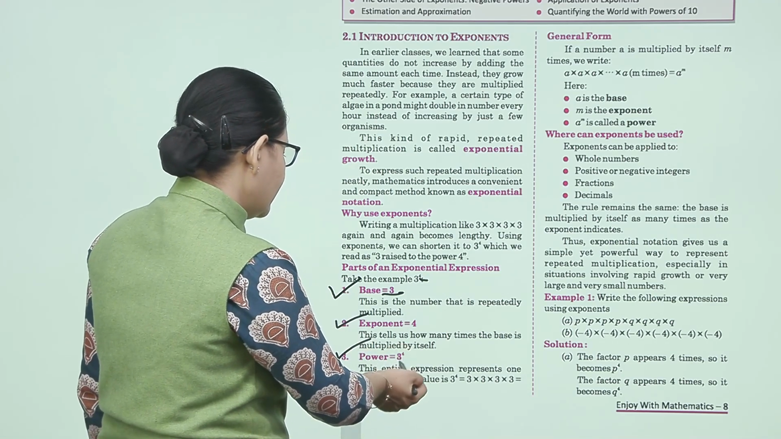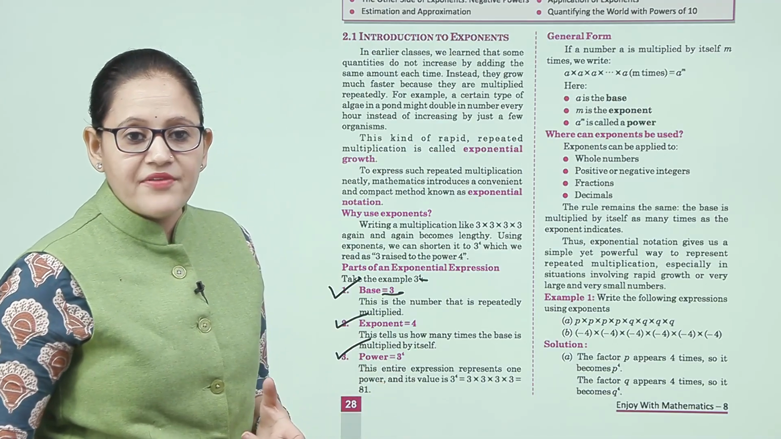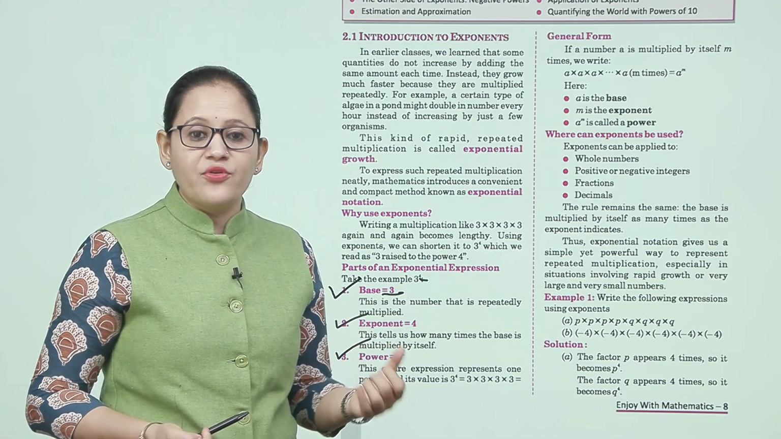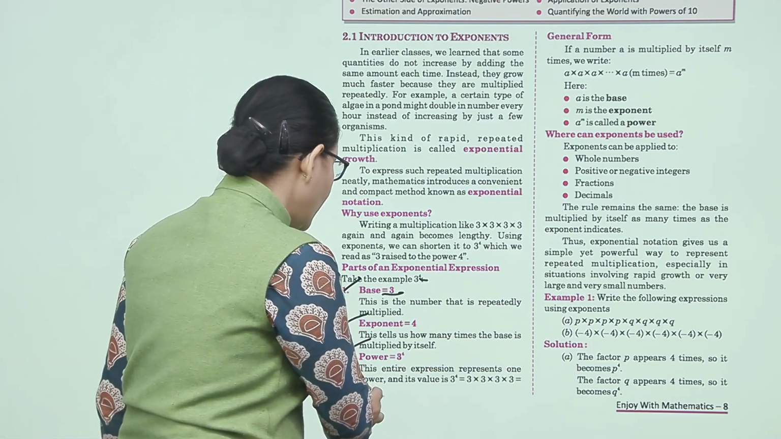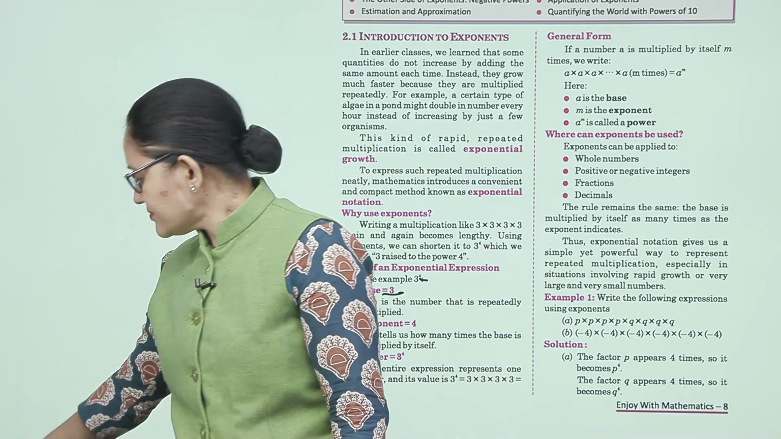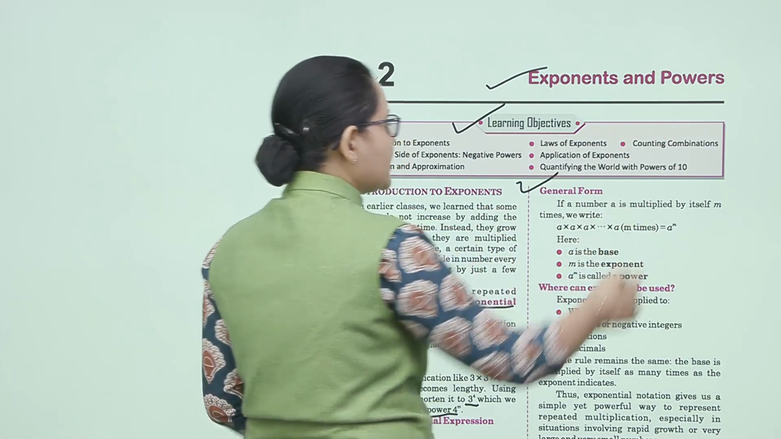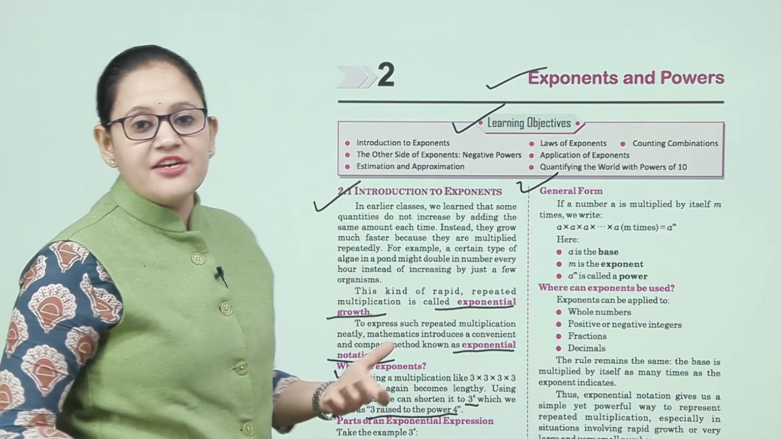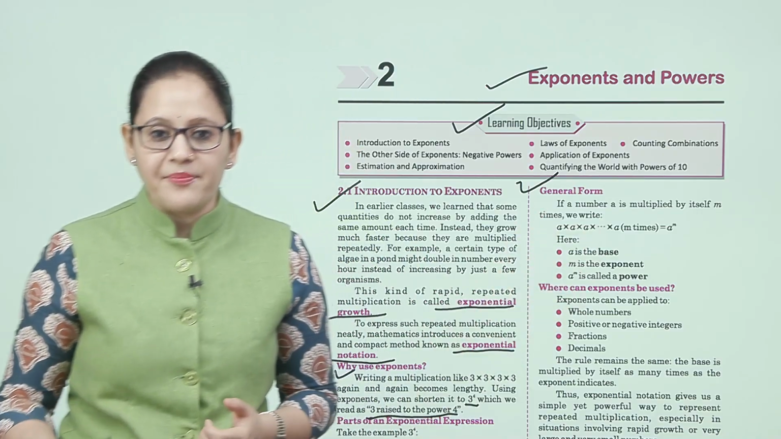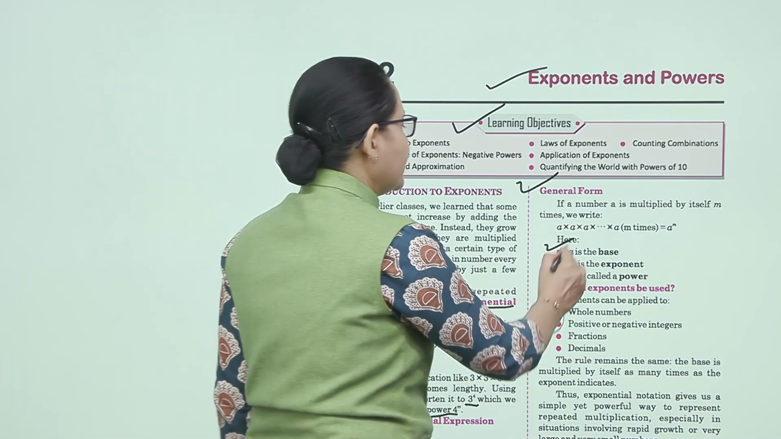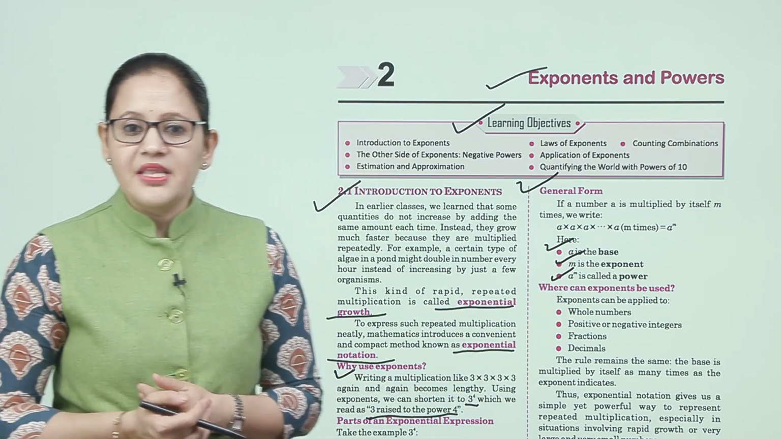This entire expression 3 to the power 4 represents one power, and its value is 3 into 3 into 3 into 3, which equals 81. Now, the general form: if the number a is multiplied by itself m times, we can write a multiplied by a, m times, as a to the power m. Here a is the base, m is the exponent, and a to the power m is called a power.